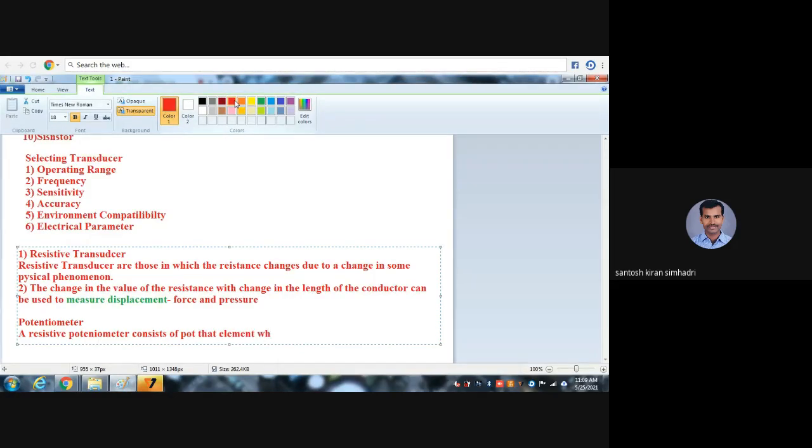Then that element which slides is called a wiper, sliding or wiper. That's all. There are several types. The first one is translatory. The second one is rotational. The third one is helical shape. I will write them down one by one.